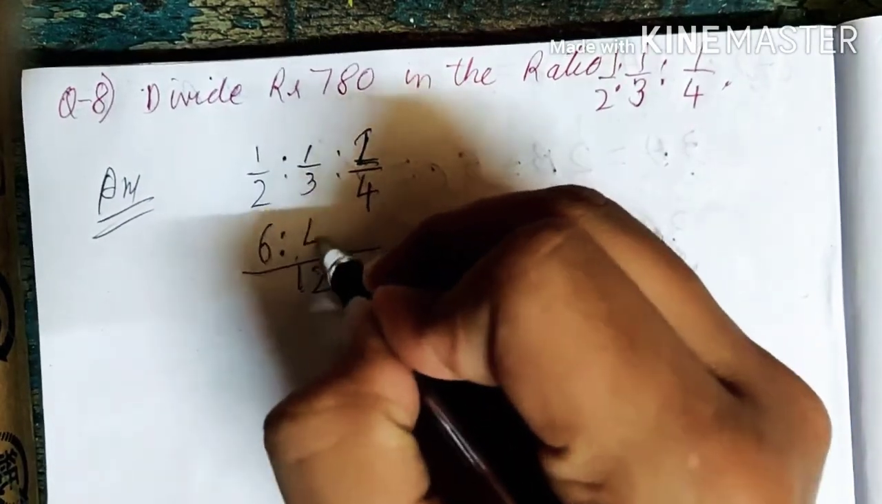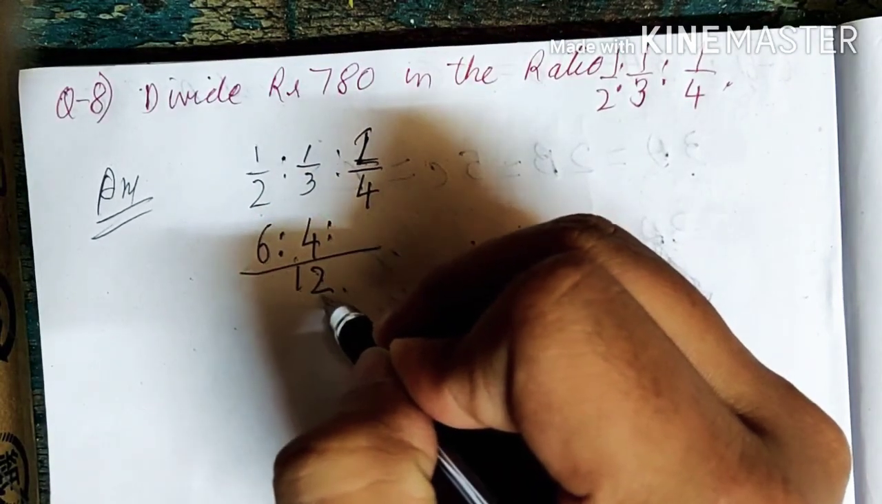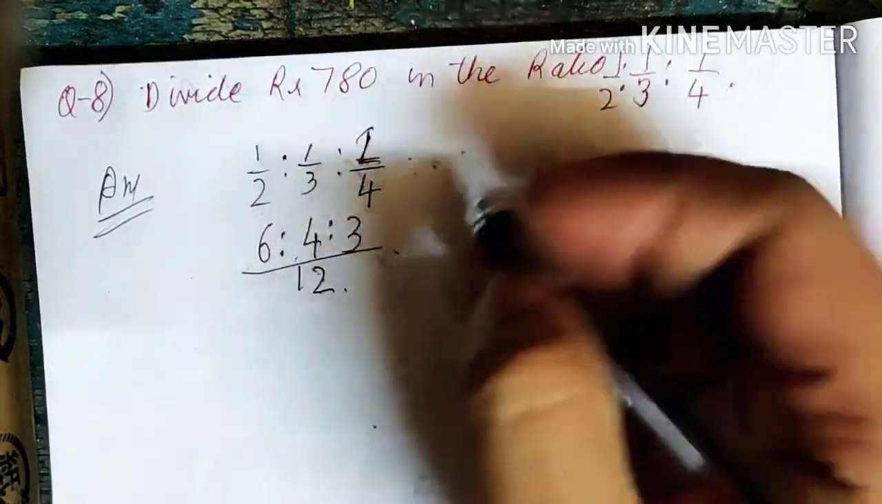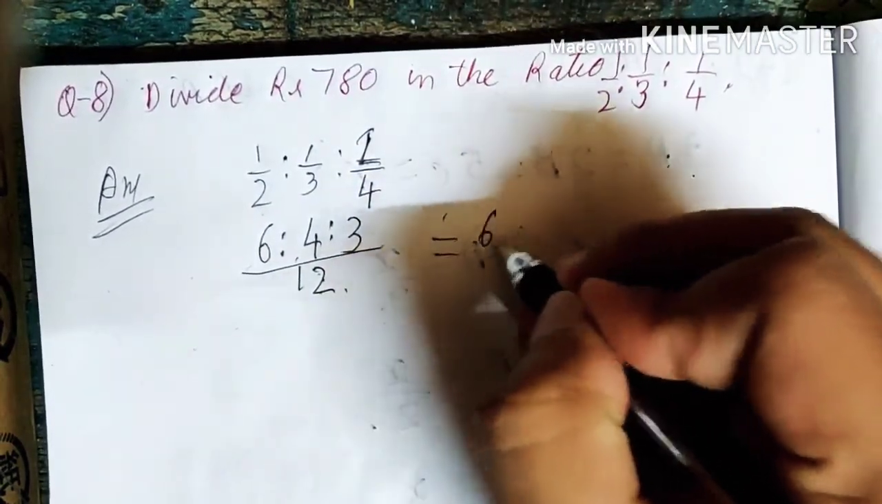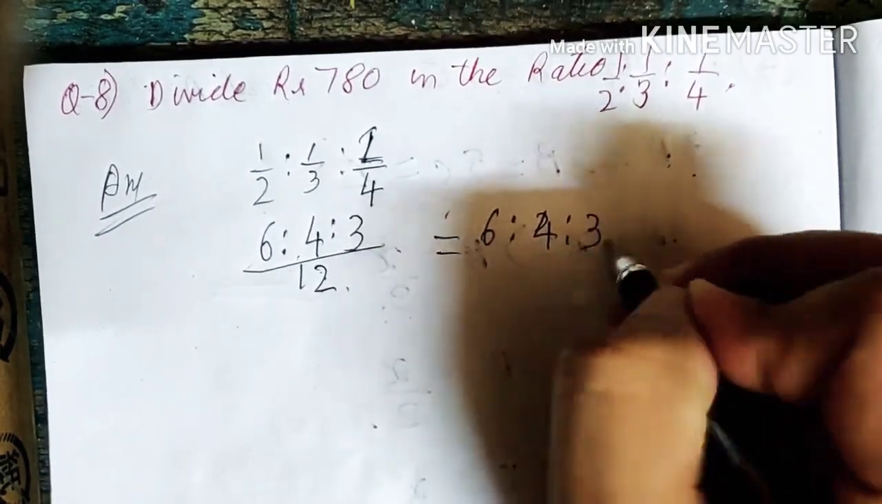4 into 1 is 4. 12 divided by 4 is 3, 3 into 1 is 3. So what has our ratio become now? 6 is to 4 is to 3.